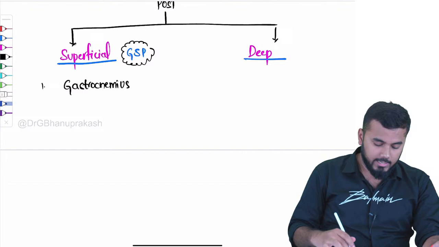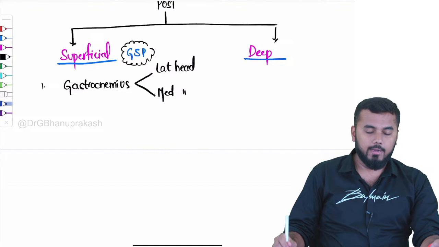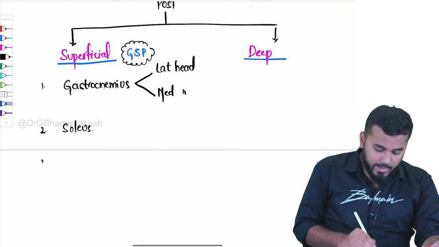Within this gastrocnemius, there are two heads. One is called the lateral head of gastrocnemius. Another one is called the medial head of gastrocnemius. And there is a solo muscle called soleus. And P stands for plantaris.